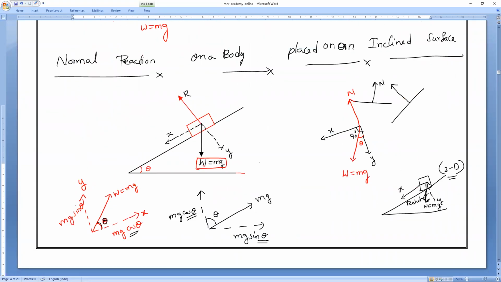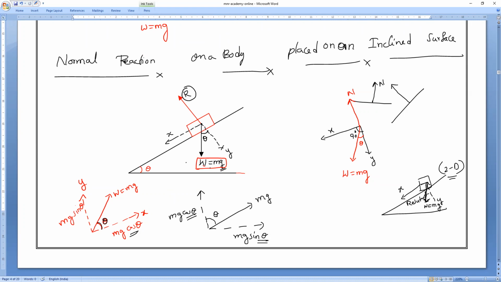So if you take the inclined surface, we know that the weight of the object is always acting in the downward direction. Perpendicular to that, the normal reaction is acting. Now the force is splitting. Actually, this weight is like a resultant force, so now there are two components, the x component and the y component. The angle I'm taking here as theta.